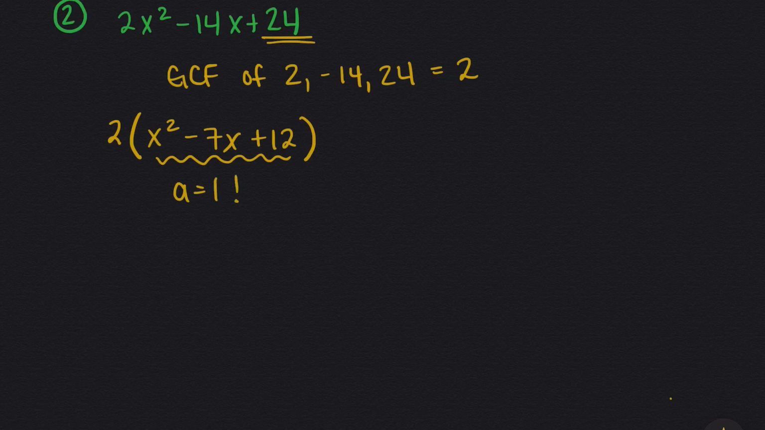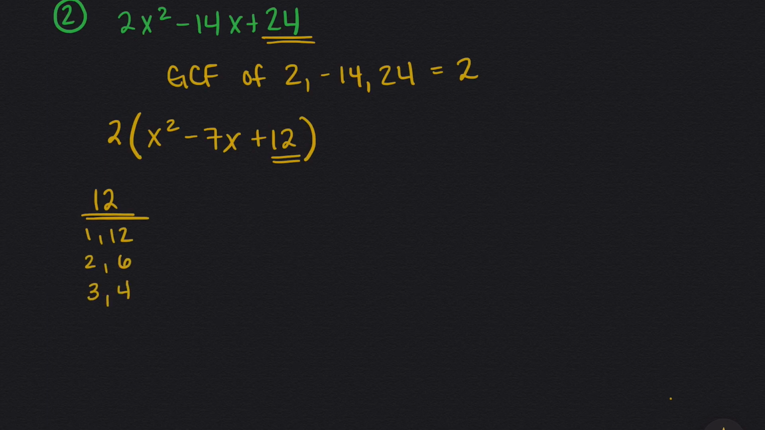So we can factor the way we already know how. We begin by listing the factors of c. In this case, our c is 12. The factors of 12 are 1 and 12, 2 and 6, 3 and 4. The next number we will check is 4, but notice 4 is already on the list, so that lets us know that we're done listing all the factors of 12.